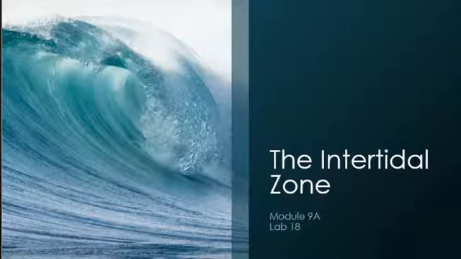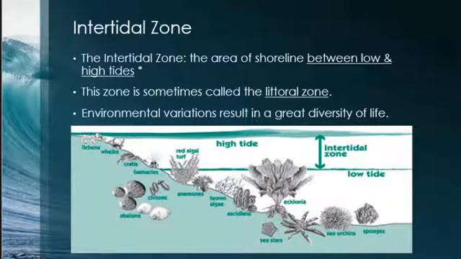Okay, so let's see what it is. All right. And one more time. There we go. All right. So the intertidal zone is the area of shoreline between low and high tide. So sometimes it's underwater, sometimes it's not underwater. It's also called littoral, L-I-T-T-O-R-A-L.